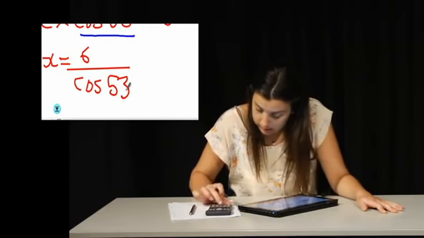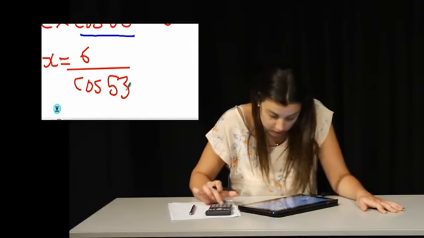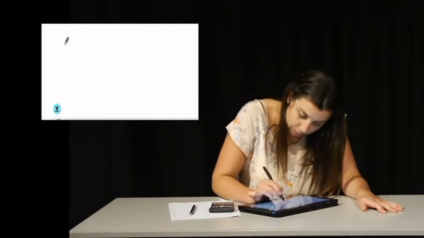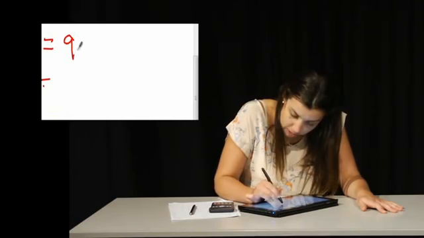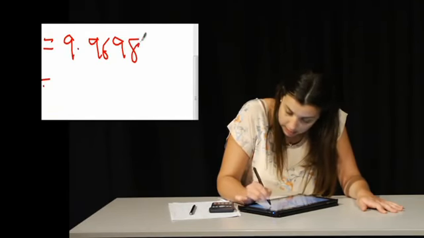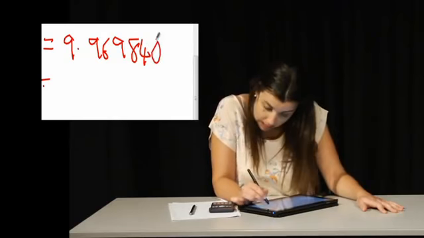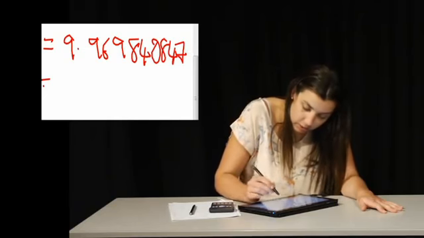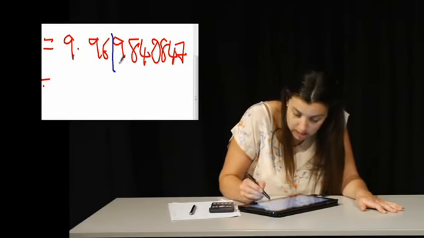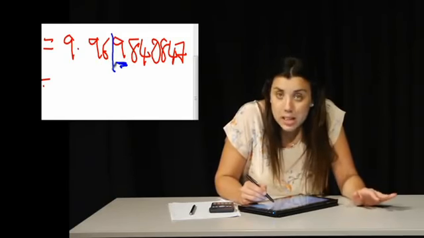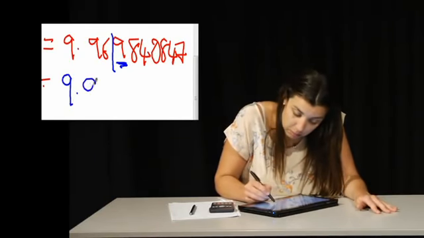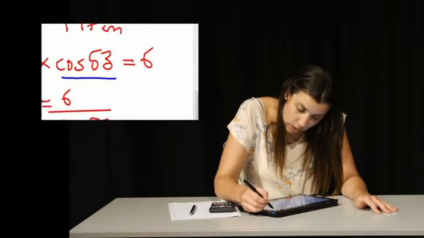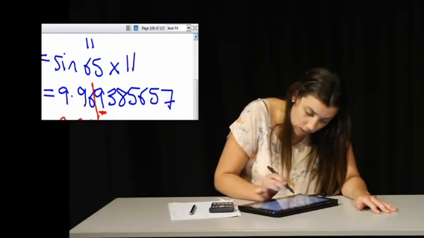To your calculator, 6 divided by cos 53. Big long number again. We write it all down. So we have 9.969840847. We're going to be rounding again. 3 significant figures. 1, 2, 3, straight line. 9 is a big number. 6 is going to go up to 7. So 9.97 centimetres.